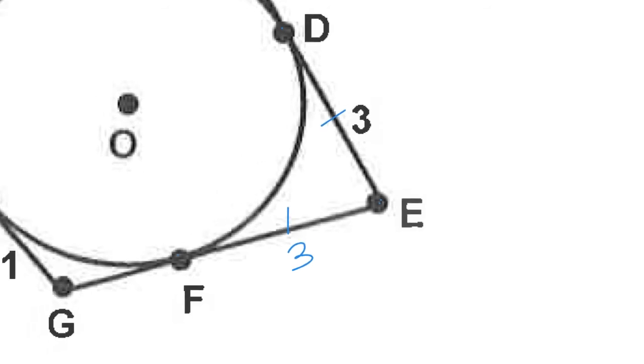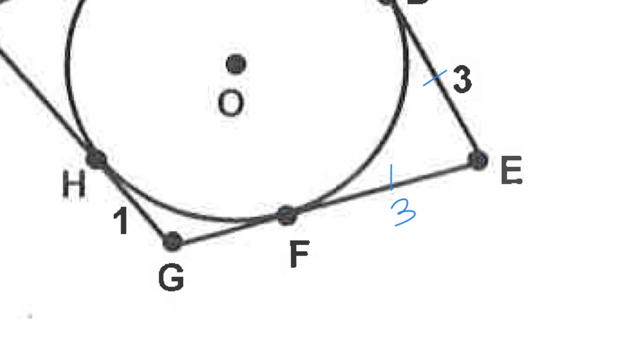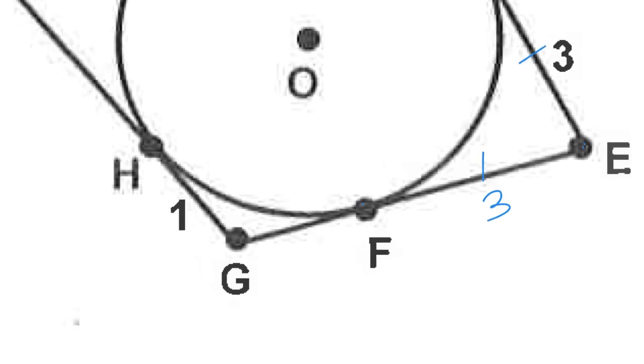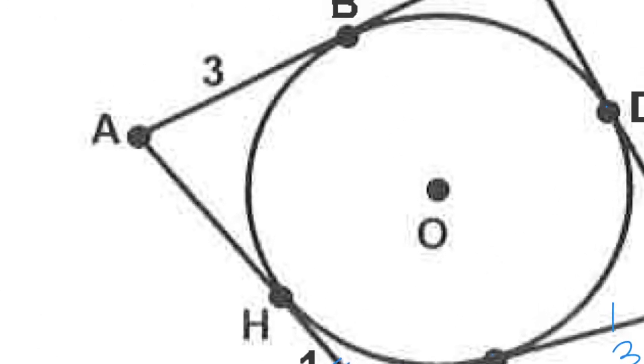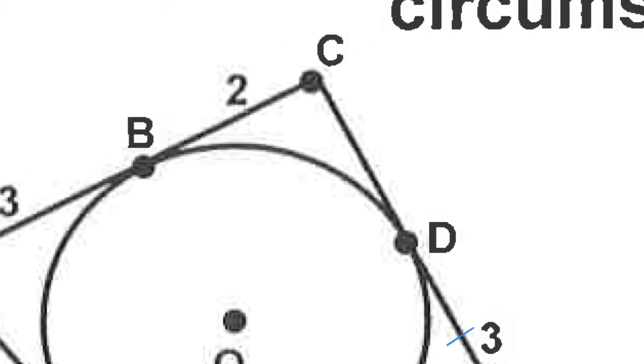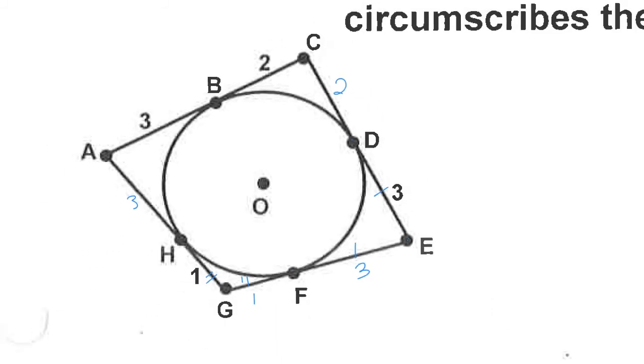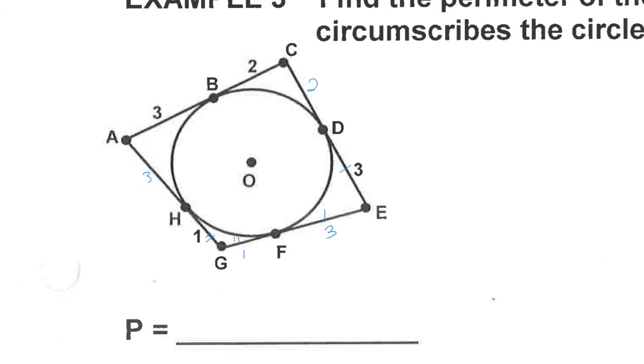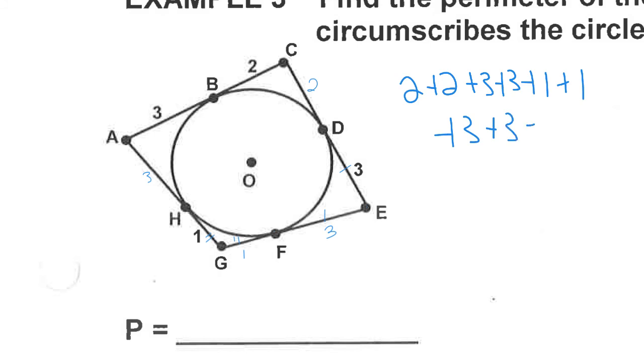Now you might pause for a second and try this one out, but kind of think about what we just did. H and G and F and G have that same thing. They're congruent to each other, so that's also 1. A, B, and AH are congruent, so that means that's also 3. And B, C, and CD are congruent, which means that's 2. And now it's just a big addition problem, so don't leave anything out. Let's see, I've got 2 plus 2, plus 3 plus 3, plus 1, plus 1, plus 3, plus 3. I believe if you add all those up, you get a perimeter of 18.